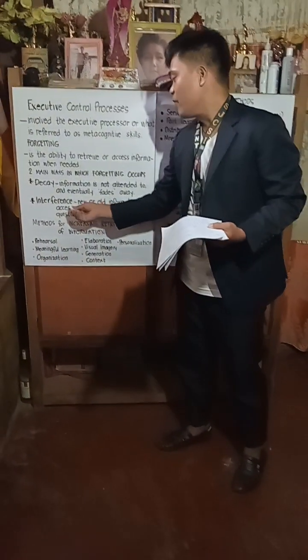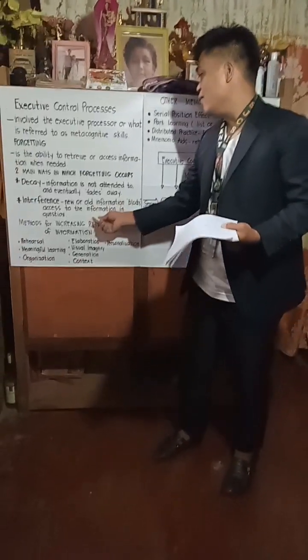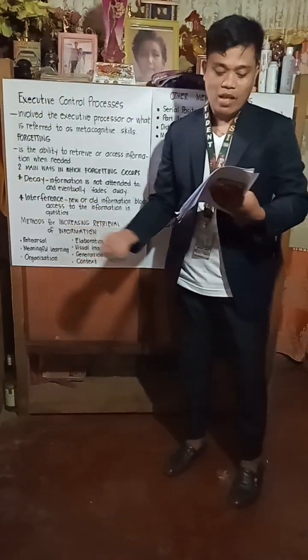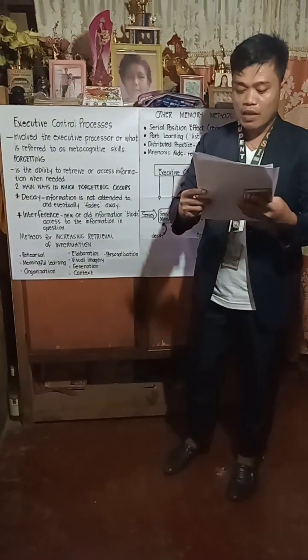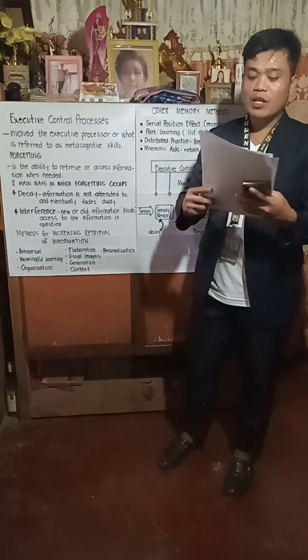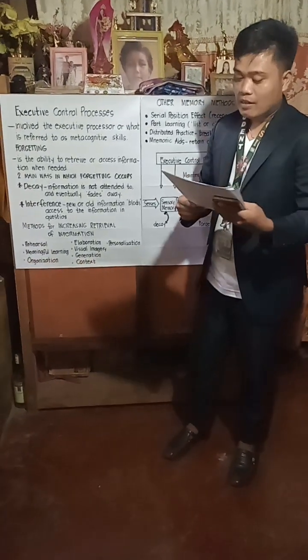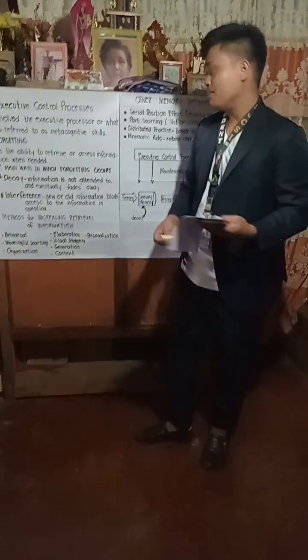In interference, new or old information blocks access to the information in question, which can be proactive, where new information disrupts old, or retroactive, where old information hinders new. This competition for retrieval can lead to forgetting.